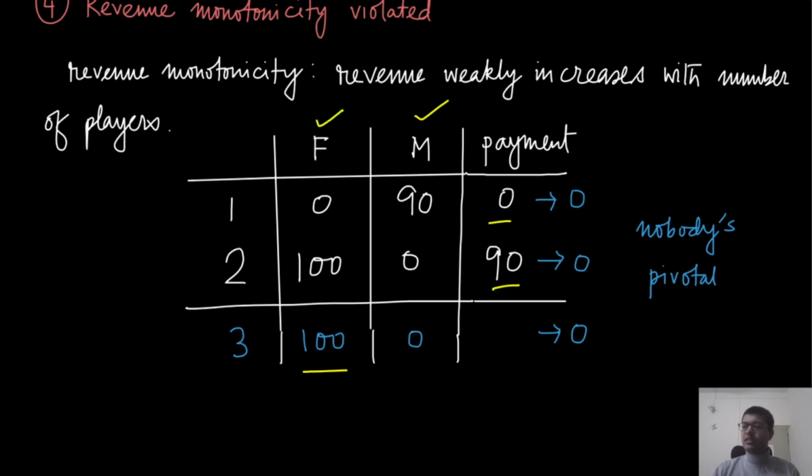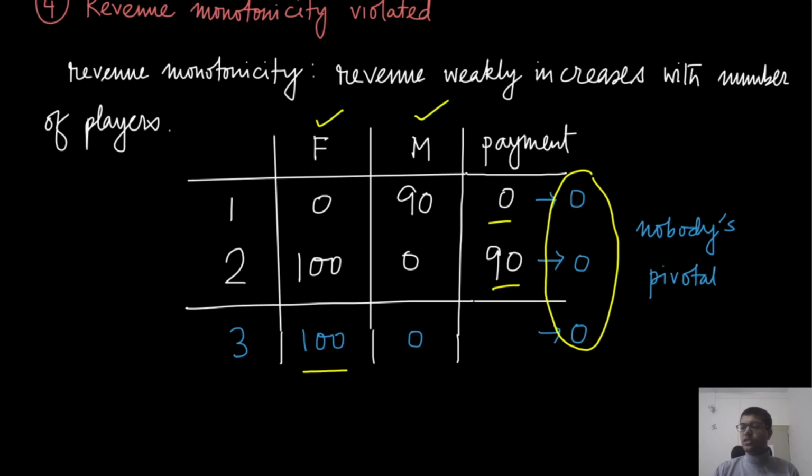Now you can recompute the VCG payment, and you can see that it is going to be 0 for all these players. And this is happening because none of these players are now critical. So none of these players are pivotal. If you remove any of these players, the outcome does not change. So therefore everybody is going to pay the 0 payment. And that is really surprising.